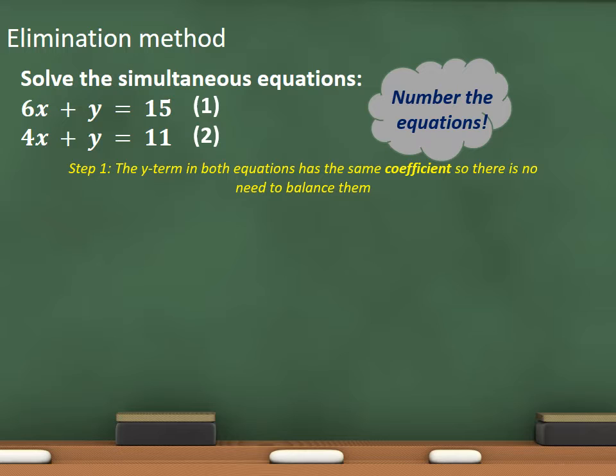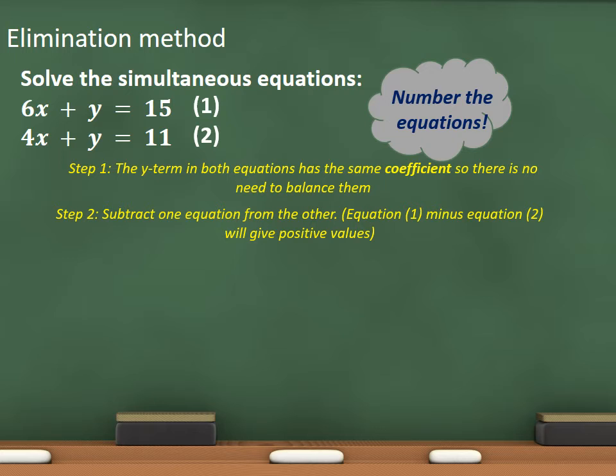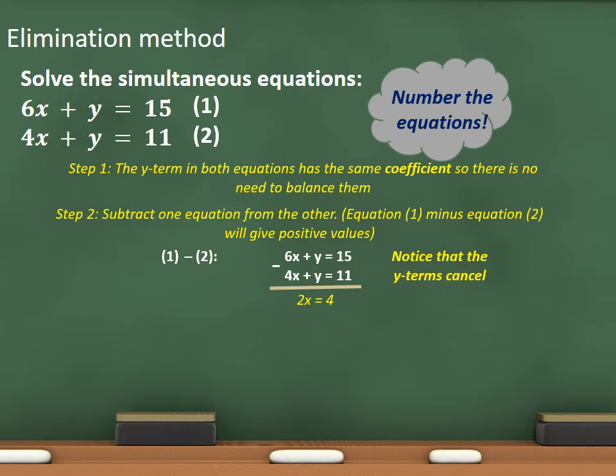If the two y's have different signs, I add the equations, but here I'm going to subtract one equation from the other because the two y's are positive. 6x minus 4x is 2x. y minus y is eliminated. 15 minus 11 is 4.